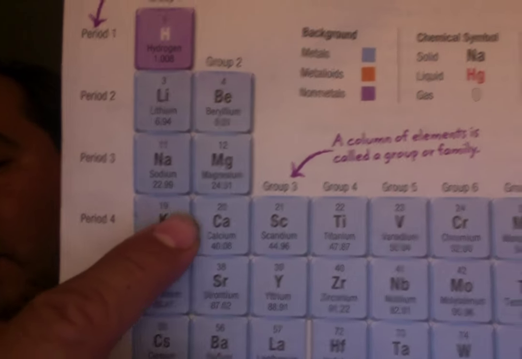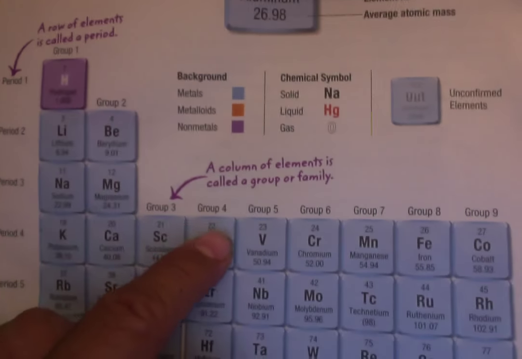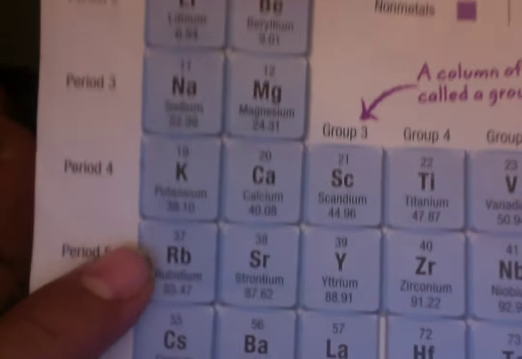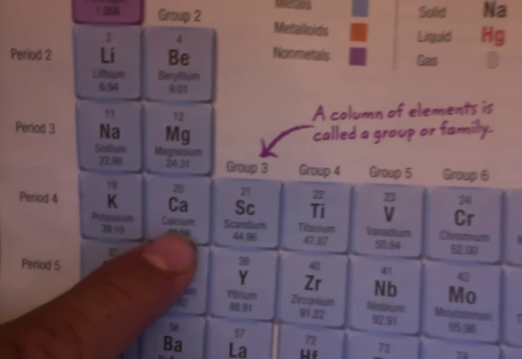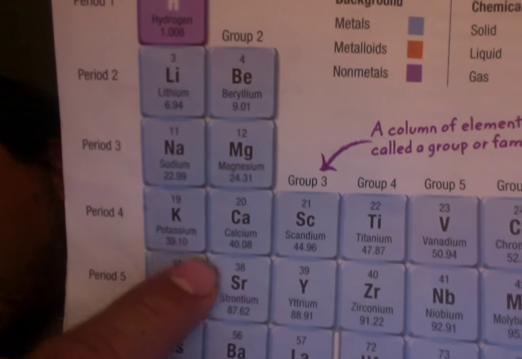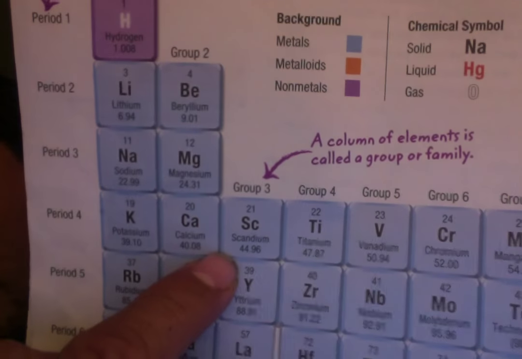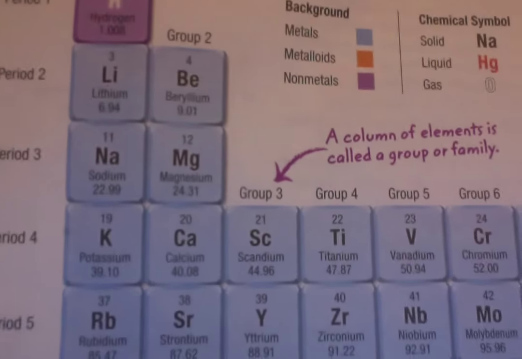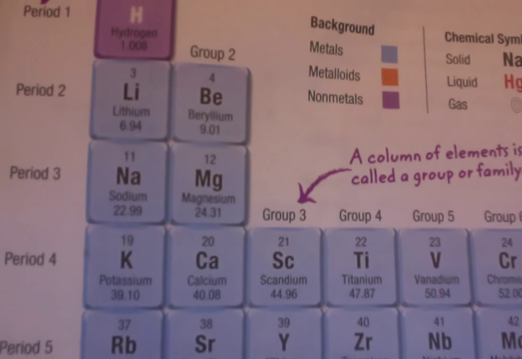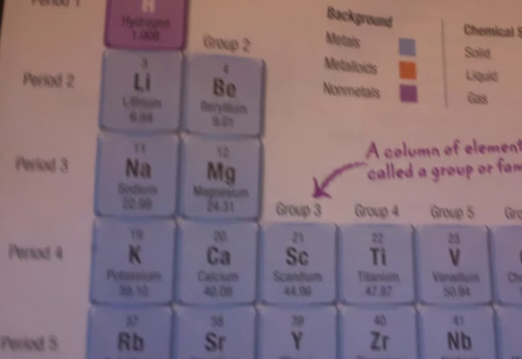So even though the atomic number is increasing one at a time from left to right, the atomic mass is kind of jumping as we go from left to right. It goes 39.10, 40 point something, then 44, that's a big jump, and so on and so on. So the atomic mass increases by variable amounts. The atomic number increases one at a time.